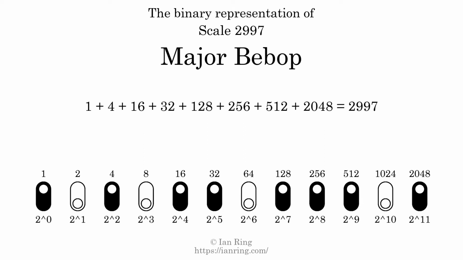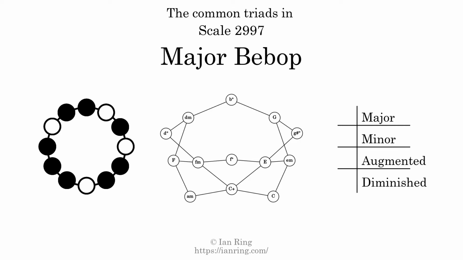The scale number not only enumerates the scale with a unique index, but it also literally describes the tonal content of the scale. Represented as a binary number in base 2, the scale number is 101110110101. Here are the common triads present in this scale.